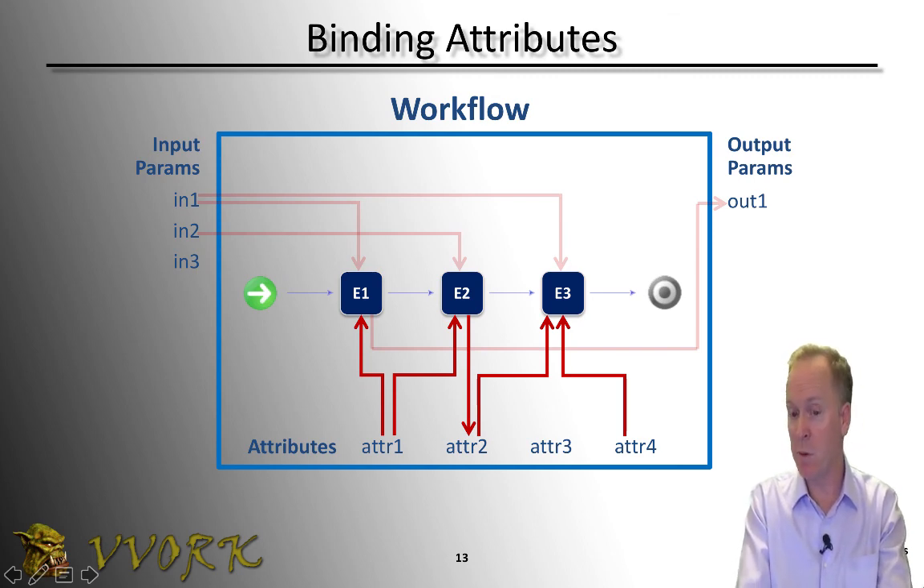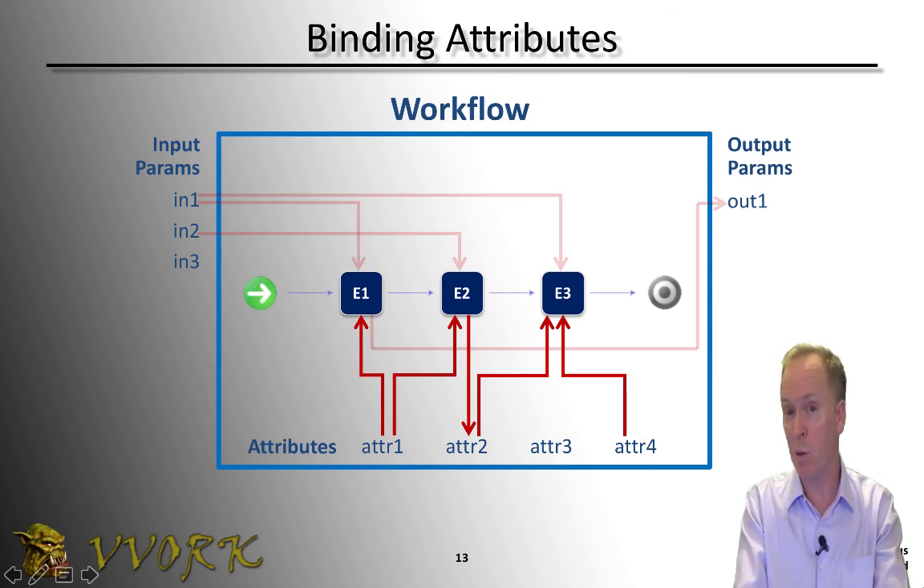So here we have attribute 4. With our latest arrow, attribute 4 has an inward binding into E3, so into a variable in E3. So within E3, if we reference that variable, if we try to see what's inside of it, we can. But what we'll be seeing is the value that's actually in this workflow attribute called ATTR4.